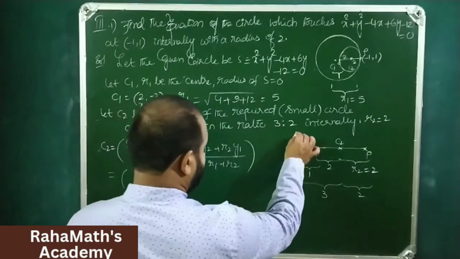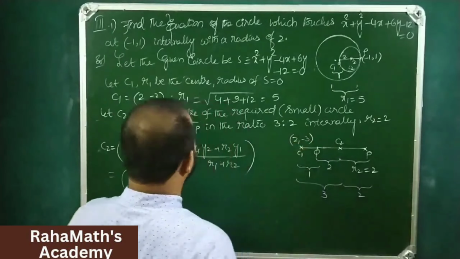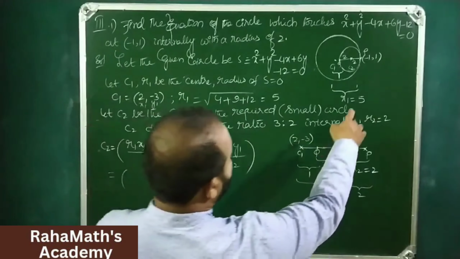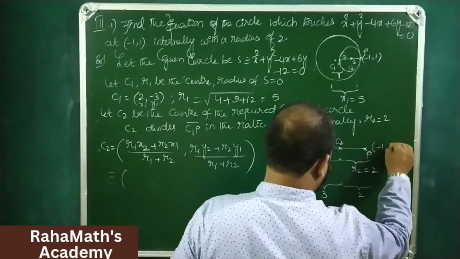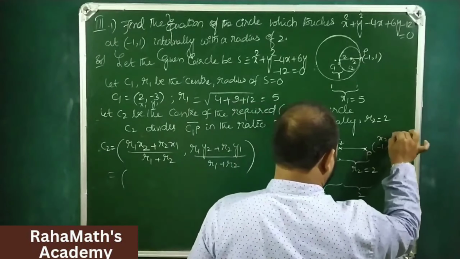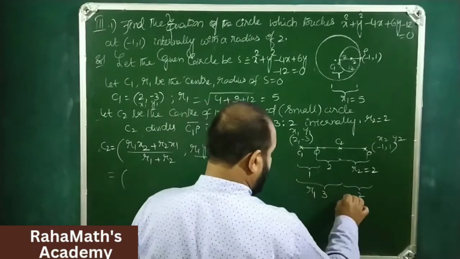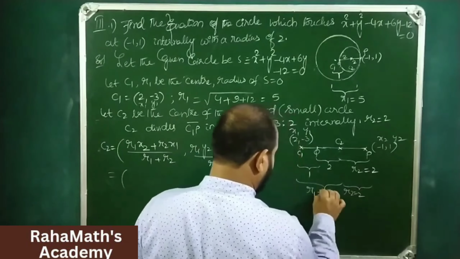So this C1 value is 2 comma minus 3 and P value is minus 1 comma 1. So this is X1 Y1. This is X2 Y2. So R1 is equal to 3, R2 is equal to 2.